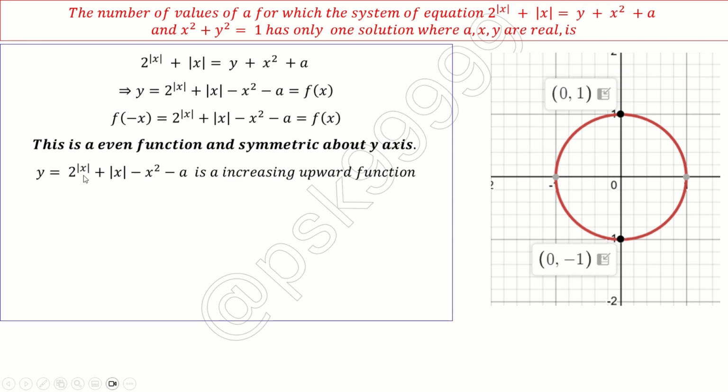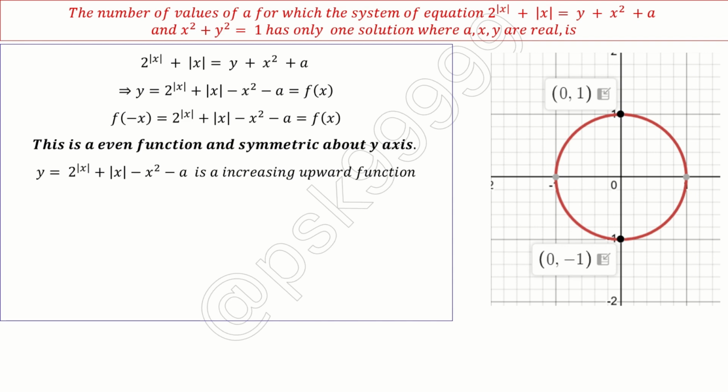You can try a few numbers actually. Up to x equal to 4, 2 to the power of 4 is 16, and then minus 16, 4 square is 16, so 16 and 16 cancel, and then you will have 4 minus a, which we cannot tell is positive or negative. But you take 5 onwards, 2 to the power of x is more compared to x square, so you will always have positive values. So it's an upward function, an increasing function, y is always increasing.